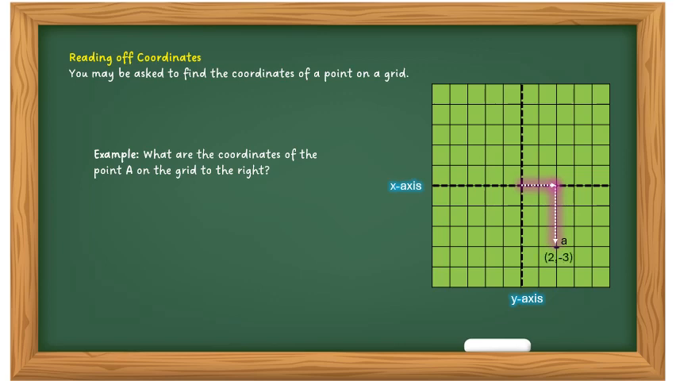So the coordinates for A are open bracket 2, -3, close bracket. That's because the two upper quadrants are the positive ones and the two down below are negative. Positive numbers always go to the right and up. Negative numbers always go to the left or down. That's the best way to remember it. So the coordinates for A are 2, -3, and going 2, -3 takes us directly to that point.